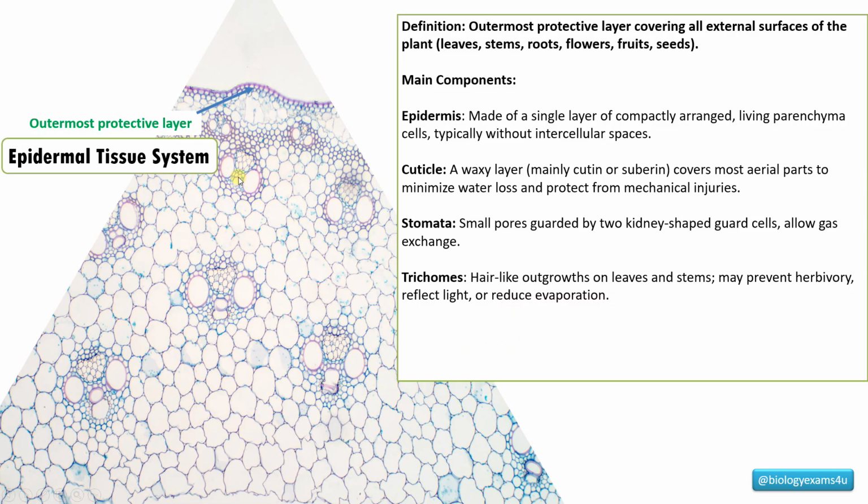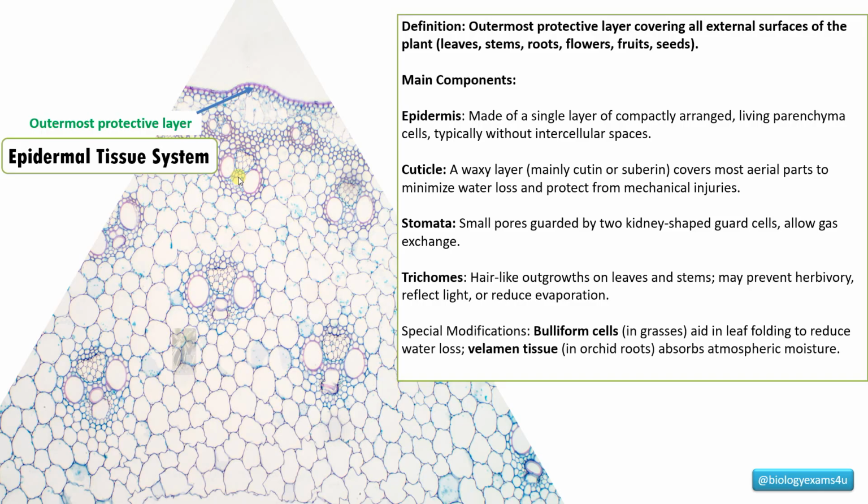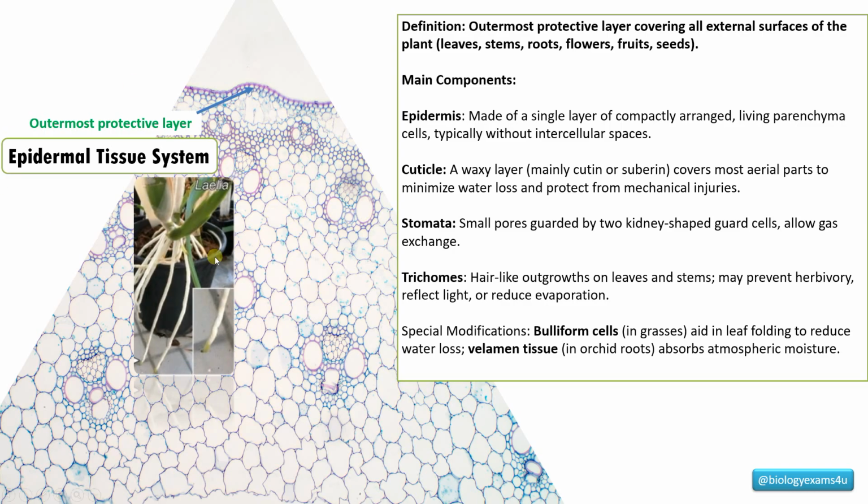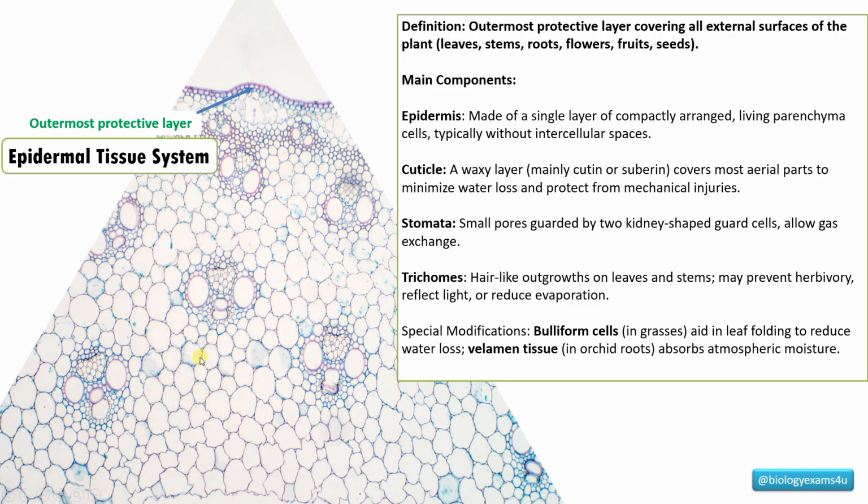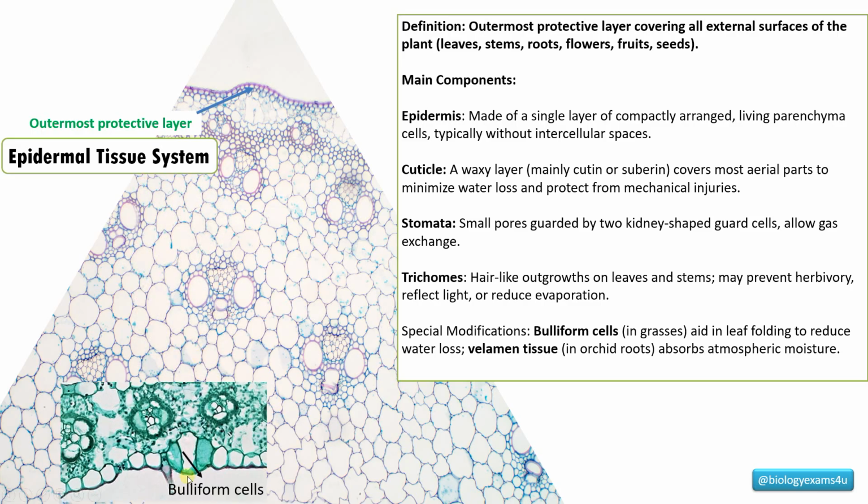They are hair-like outgrowths on leaves and stems. Sometimes the function may be preventing herbivores or acting as a repellent, reflecting light or reducing evaporation. Then there are some special modifications like velamen tissue in orchids. As you see here, this is a velamen tissue that absorbs atmospheric moisture. Then there are bulliform cells. So these are bulliform cells, enlarged cells in grasses that help in leaf folding to reduce water loss when the temperature is high. So this is about the epidermal tissue system.